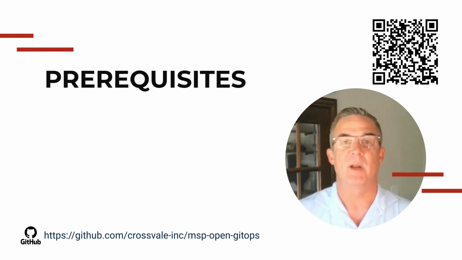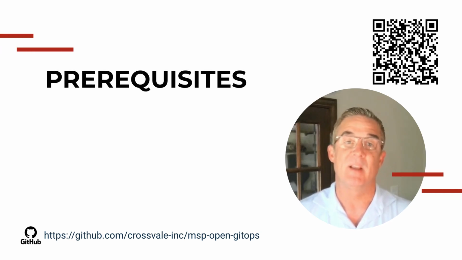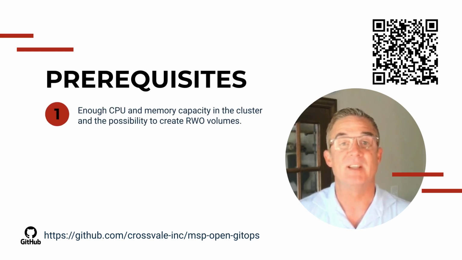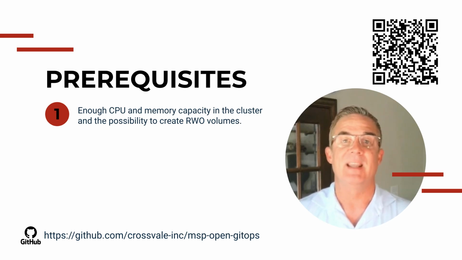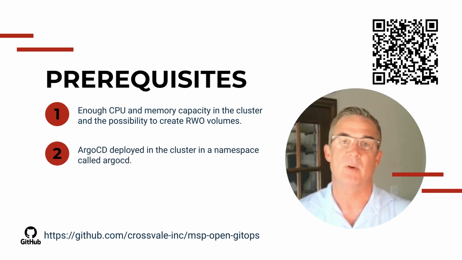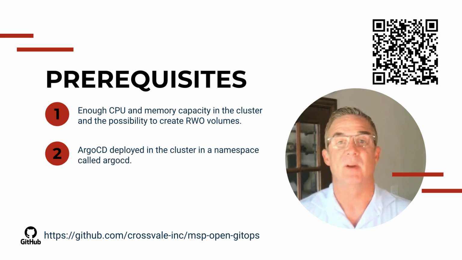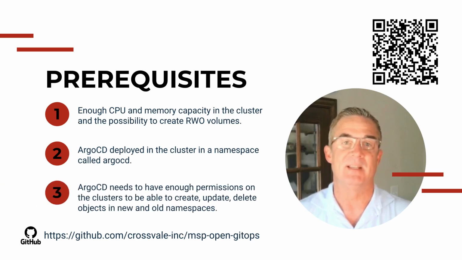Before we start, we need to accomplish some prerequisites. The first one is to ensure the cluster has enough CPU and memory to deploy the project and the ability to create read-write-once volumes. The second is to have Argo CD deployed in the Argo CD namespace. This can be customizable on the base files of the project. Argo CD needs enough permissions to create, update, and delete objects in new and old namespaces.